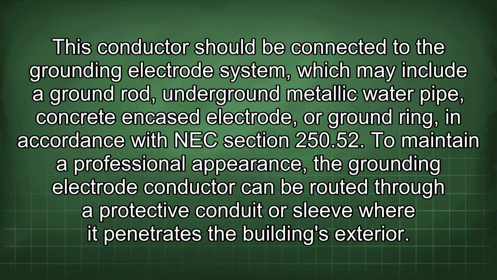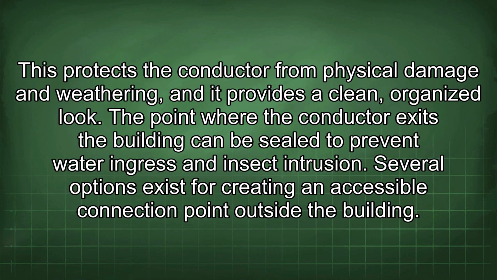This conductor should be connected to the grounding electrode system, which may include a ground rod, underground metallic water pipe, concrete encased electrode, or ground ring, in accordance with NEC Section 250.52. To maintain a professional appearance, the grounding electrode conductor can be routed through a protective conduit or sleeve where it penetrates the building's exterior. This protects the conductor from physical damage and weathering, and it provides a clean, organized look. The point where the conductor exits the building can be sealed to prevent water ingress and insect intrusion.